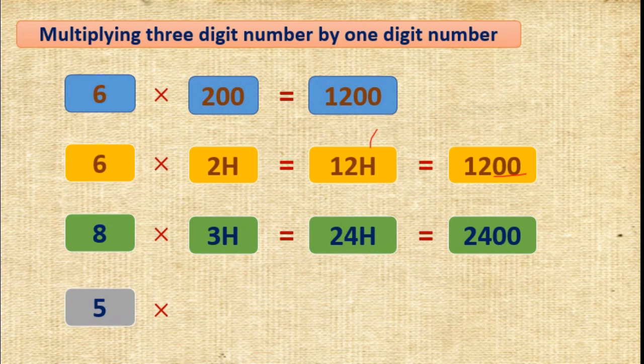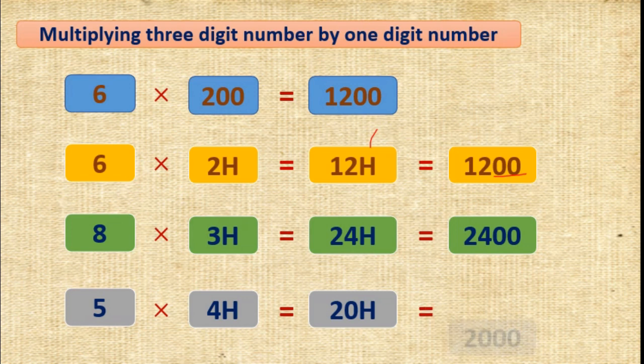Next 5 multiplied by 4h is equal to, means 5 4s are 20. So 20h. H means here 100. So we are going to give 2 more zeros. Now in front of 2 there will be 3 zeros. Correct? Because 1 0 is already there. We are going to take out this h and we will give 2 zeros here. So this is 2000. Got this?